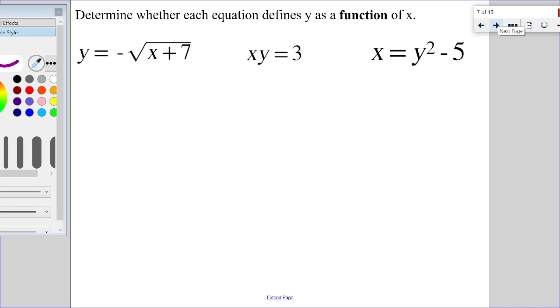Take a second and think about what we talked about and decide if you would say that this defines y as a function of x. Are we looking at a function given this equation? Okay, so take a second and look through those 3 and think about what we talked about.